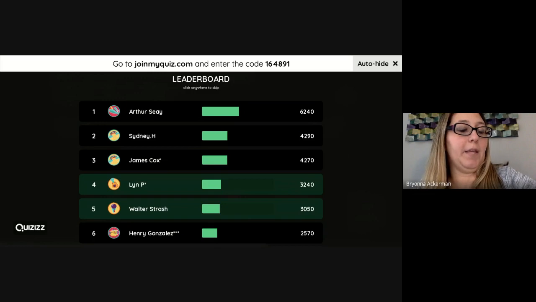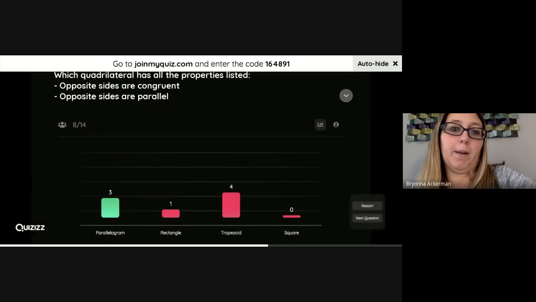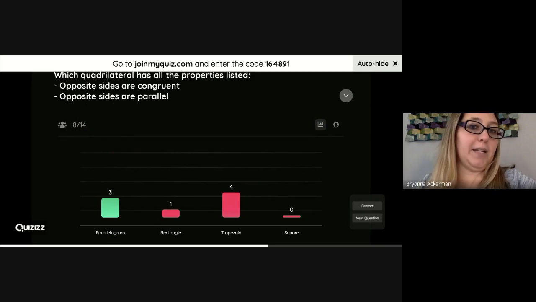So again, the big key was there's no right angles. So you should have been able to eliminate the square and the rectangle, because those both have 90 degrees. So then you were down to parallelogram and trapezoid. The key here was opposite sides are congruent. That means both opposite sides. And so the only one that's true there is the parallelogram, because a trapezoid, if it's an isosceles trapezoid, its legs will be congruent, but its bases will not be. So think of a trapezoid, its top base and its bottom base are not the same size, okay?